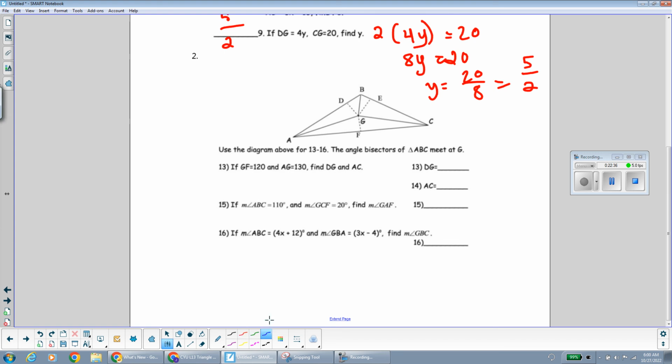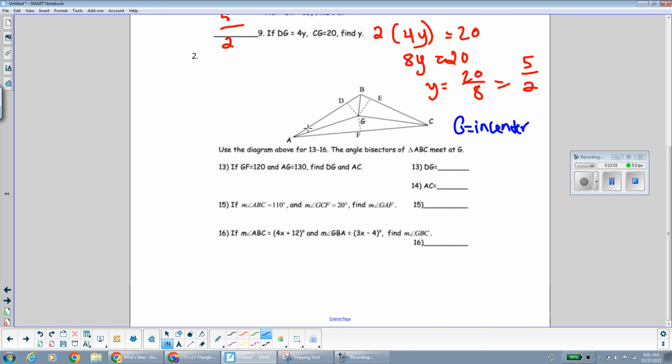The angle bisectors of triangle ABC meet at point G. So point G is the in-center. That is the triangle center where all of the angle bisectors meet. So I know that all these lines here, these angle bisectors, are cutting each of the angles in half.